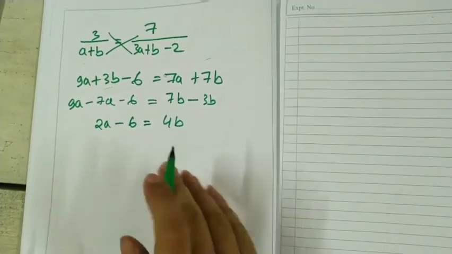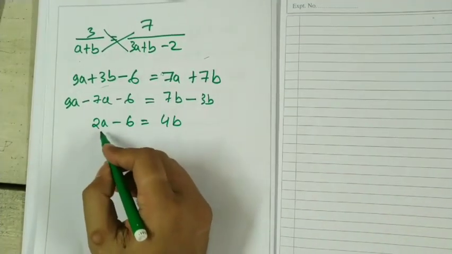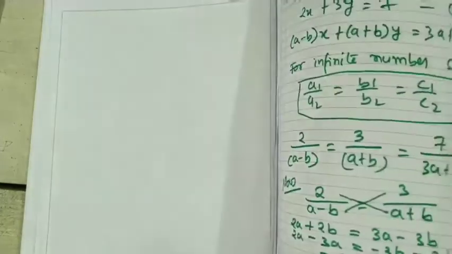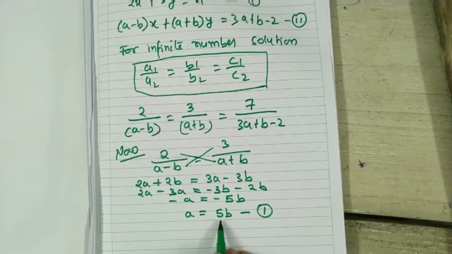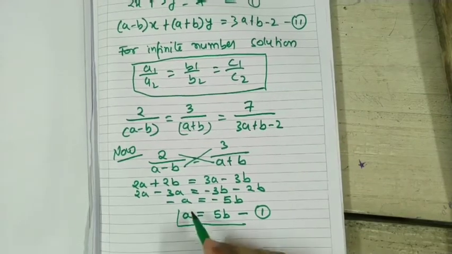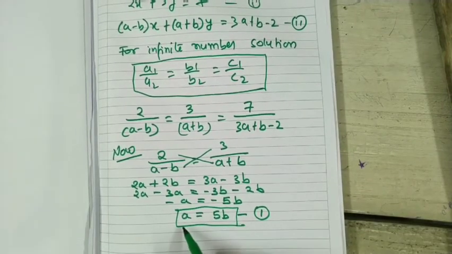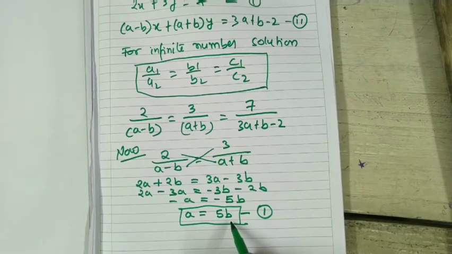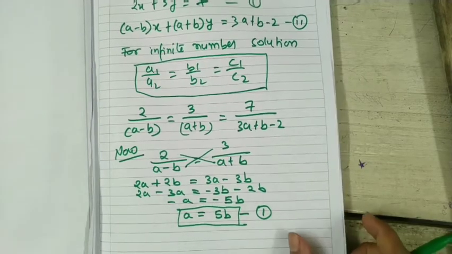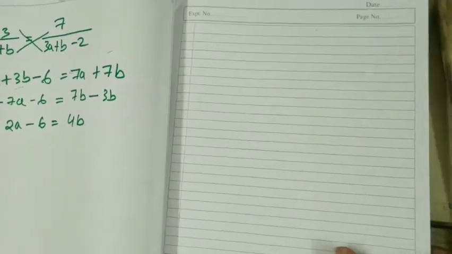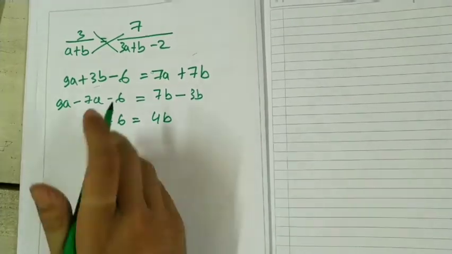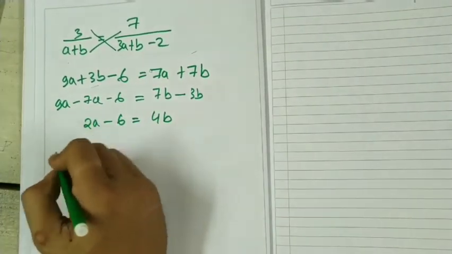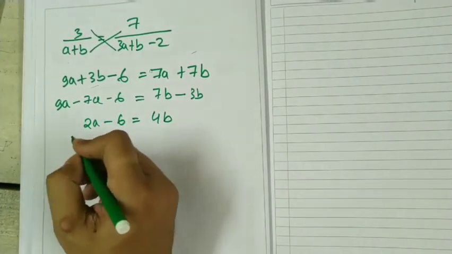Now what we can do? We can put the value of a from equation number 1. So here you can see in equation number 1 we have got the value of a, that is 5b, right? Now we can put this value of a from equation number 1 in equation number 2. Means we are going to apply the substitution method here, right? So we all know what is the substitution method. We have already done many questions by using the substitution method.